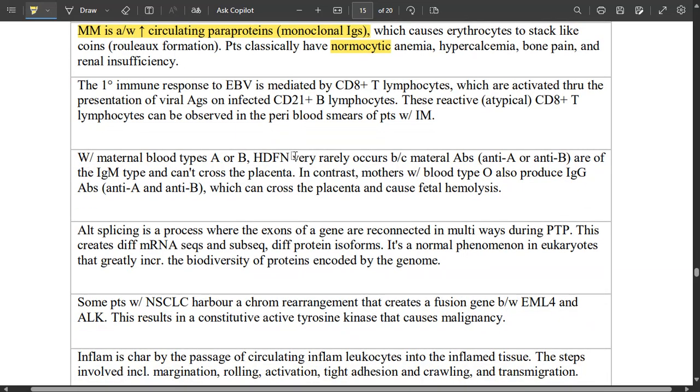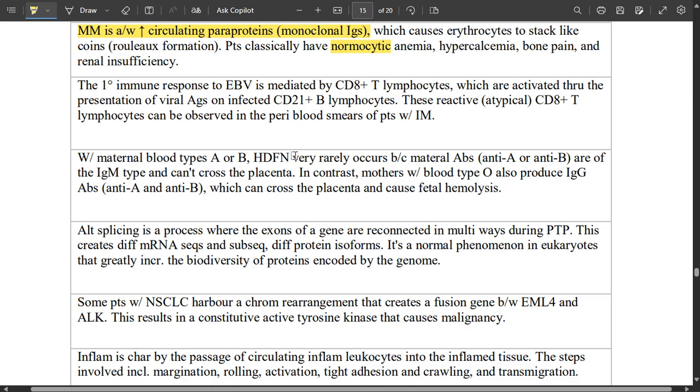The primary immune response to Epstein-Barr virus is mediated by CD8 T lymphocytes. So CD8 T cells come to kill Epstein-Barr virus, and are activated through the presentation of viral antigens on infected CD21 plus B lymphocytes. So, okay, CD8 T lymphocytes are activated. How does EBV trigger these cells to kill them?